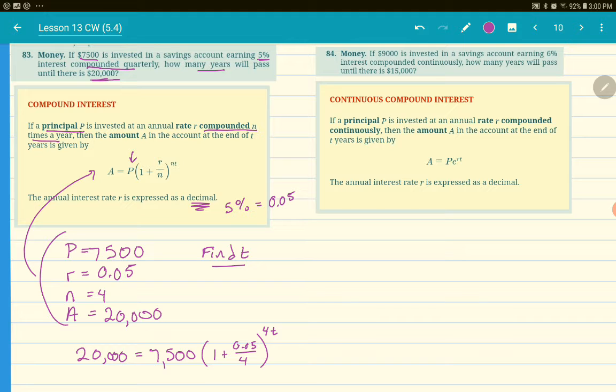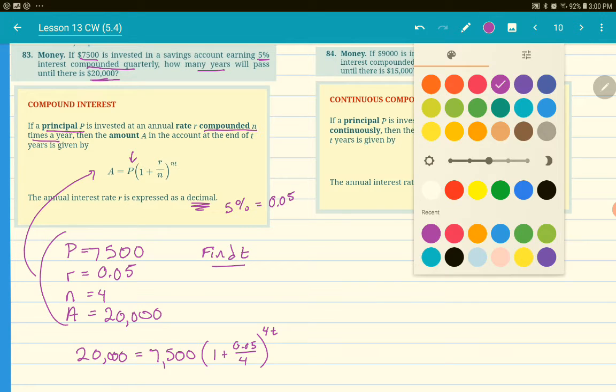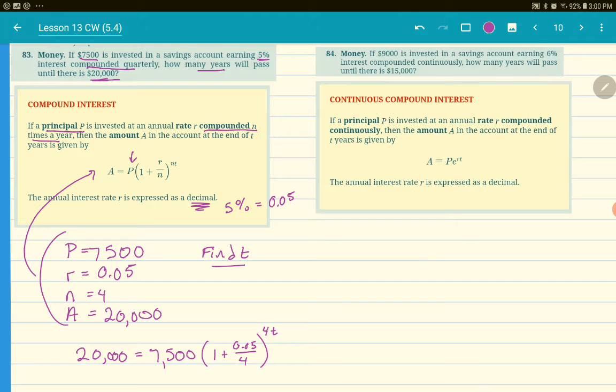With the strategies from this section, 5.4, we can now solve for a variable that's in an exponent. So you use your log techniques. You're going to isolate the exponential equation, this guy, by dividing both sides by 7,500. Then you can take the log of both sides and get to that 4t, and then you can solve for 4t. I'll leave that solving to you for your homework, but that's how we get it set up.